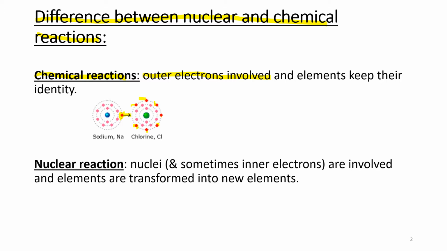And this is how sodium forms that positive 1 charge by losing the electron, and chlorine forms a negative 1 charge by gaining that electron. They both end up with 8 valence electrons, but it's the outermost shells where this bonding occurs. So in this example, we have an ionic bond formed between sodium and chlorine.